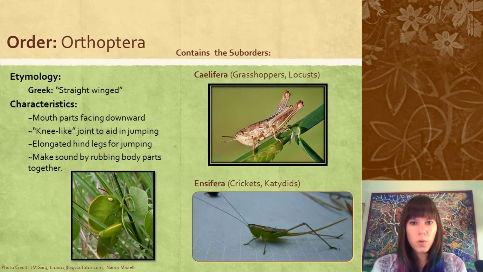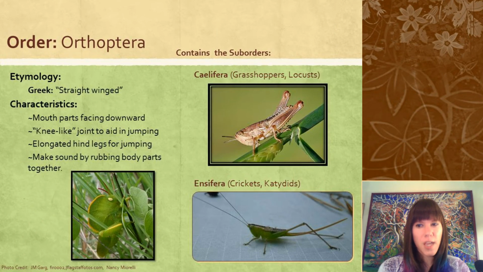We're now in the order Orthoptera, which are your grasshoppers, katydids, and crickets. In Greek, Orthoptera means straight-winged, which isn't all that helpful for identifying this group, but that's because Orthoptera used to include a whole bunch of things, including grasshoppers and cockroaches and mantises and a whole bunch of other things. It has been reduced into just this order now of the grasshoppers, crickets, and katydids.